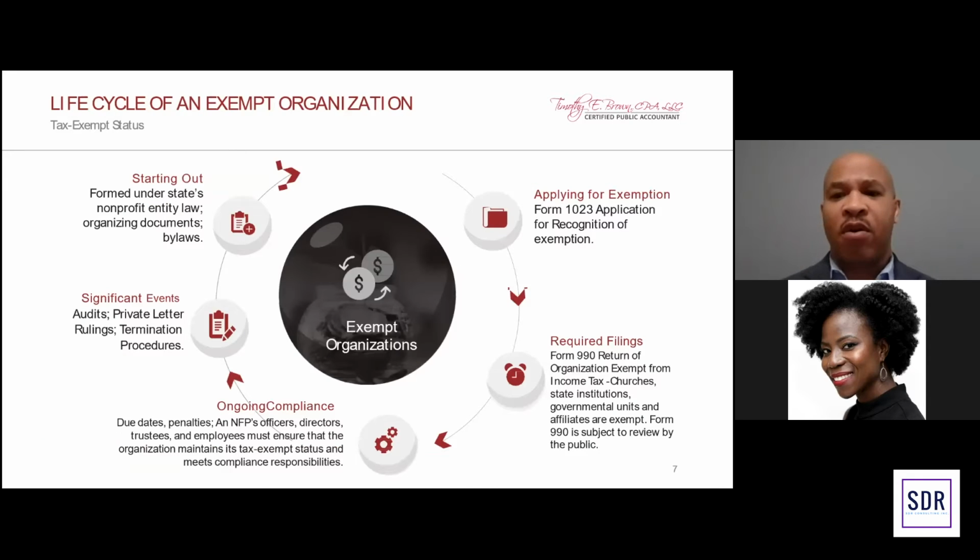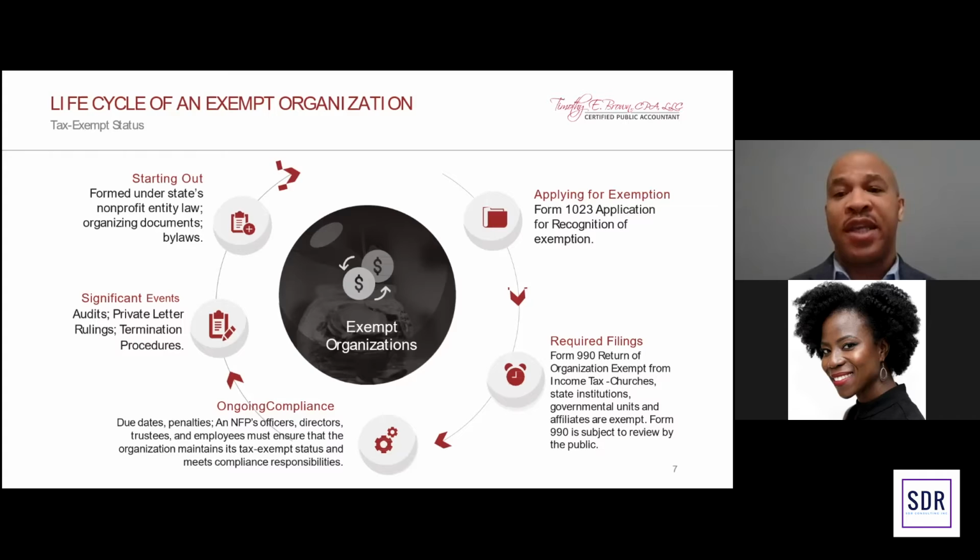Now, the life cycle of a 501c3, and this is pretty much of any exempt organization. So we'll start in the top left, then come clockwise at about 11 o'clock. You'll see we're starting out. You start by creating the organization with your particular state, with your organizing documents, your articles of incorporation, and your bylaws, etc. You start out there. Then it's not on the slide, but then you would get your tax ID number from the IRS.